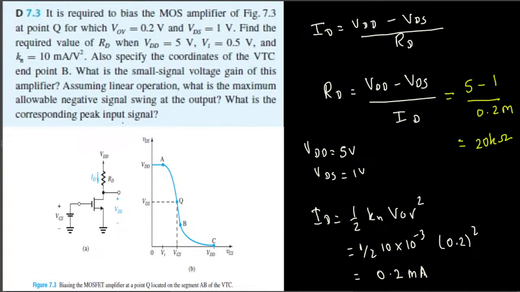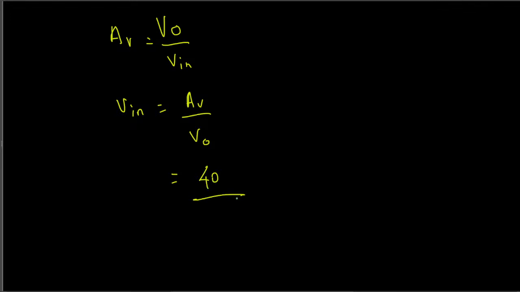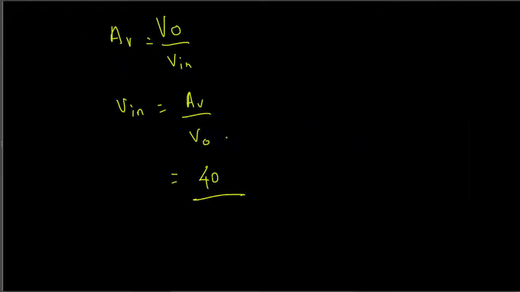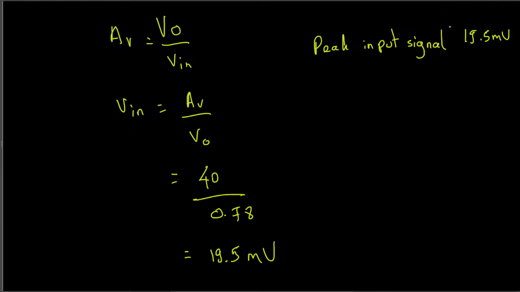Okay, what is the corresponding peak input signal? To find out the peak input signal, we know this AV also has another equation, that is AV is equal to output voltage over input voltage, VO over VN. So if you are interested in the peak input voltage, then rearrange this one in terms of input, that's V output over AV, and the gain we just calculated, that is 40, and the V output is the maximum allowable, that's 0.78. Put that one over here and solve for VN, that is 19.5 millivoltage. Okay, and that is the peak input signal.